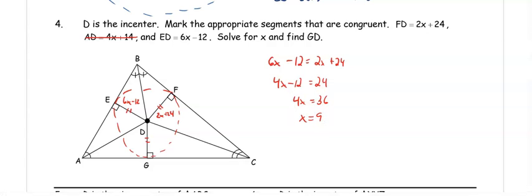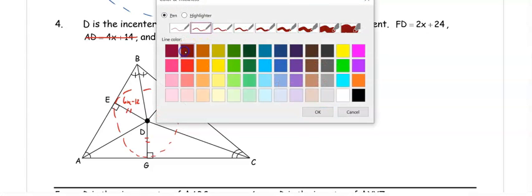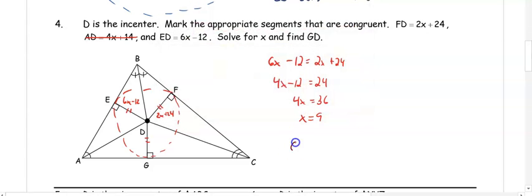And then to find the length of GD, we need to plug into one of those segments. So we're going to say GD is equal to 2 times 9 plus 24, which gets us 42.